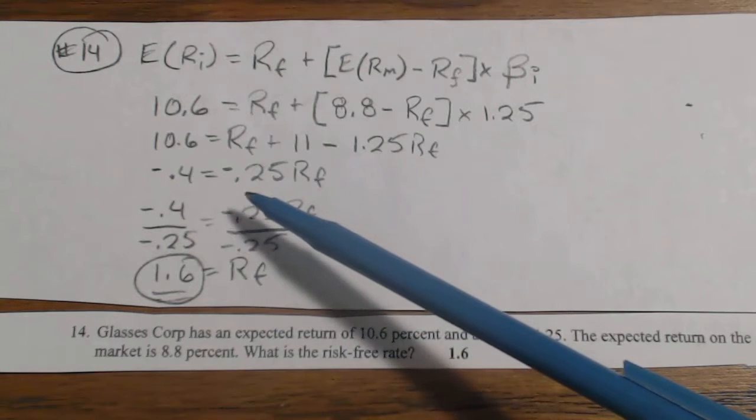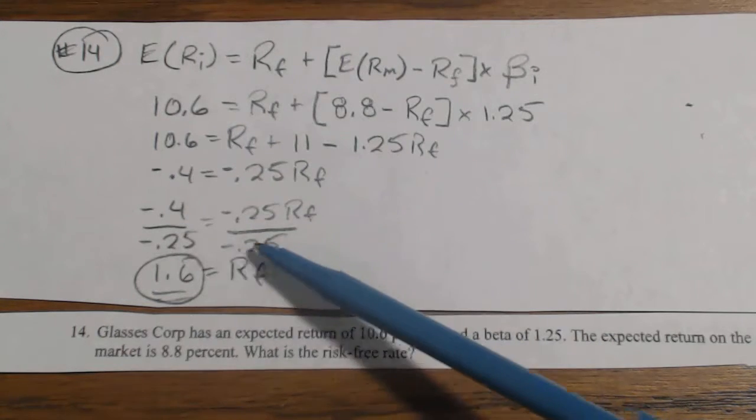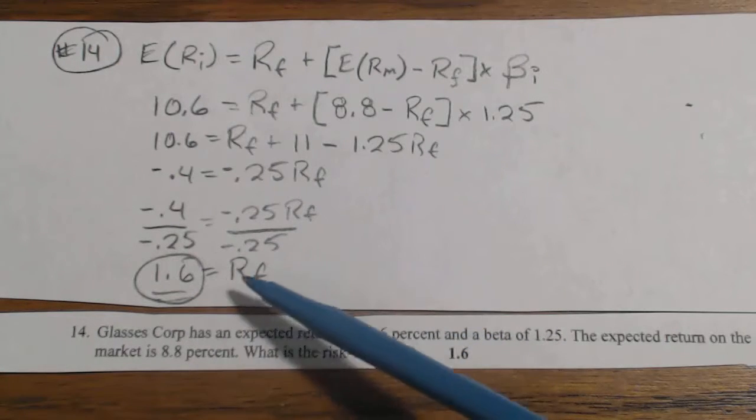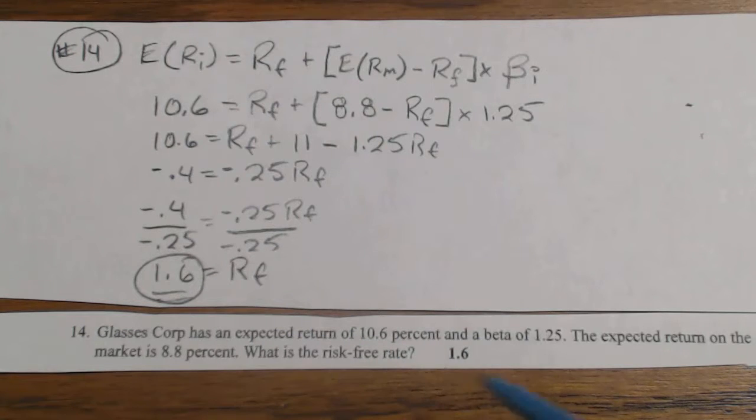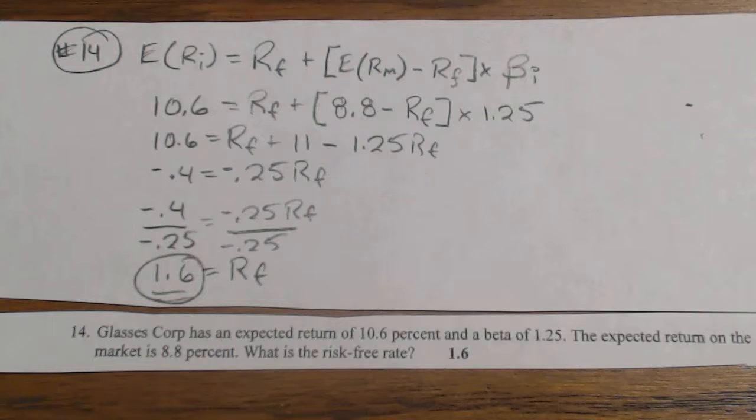Negative 0.4 equals negative 0.25 RF. Divide both of these by negative 0.25, you get the risk-free rate as 1.6. Okay, so remember this formula. It's on page 78 of your workbook, and that's problem number 14 on page number 81.